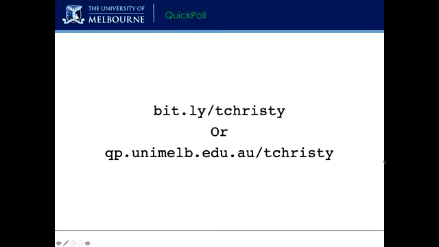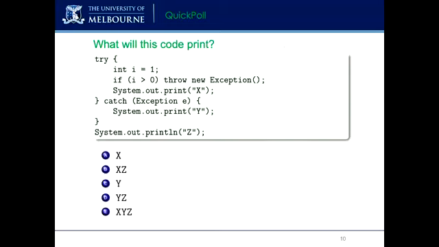So the location to go is bit.ly tchristi or quickpoll or qp.unimel.edu.au tchristi. If you could get your devices and jump to there, the more the merrier. It makes me happy to see lots of numbers on there. And the question we're going to answer is, what will this code print? So what will this code print?